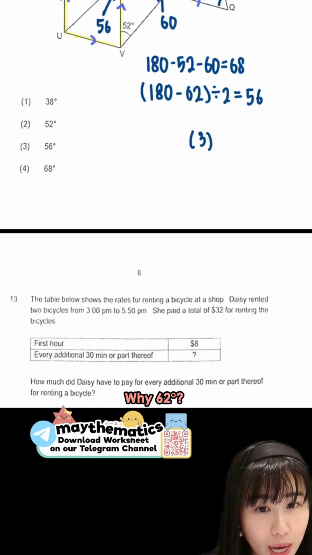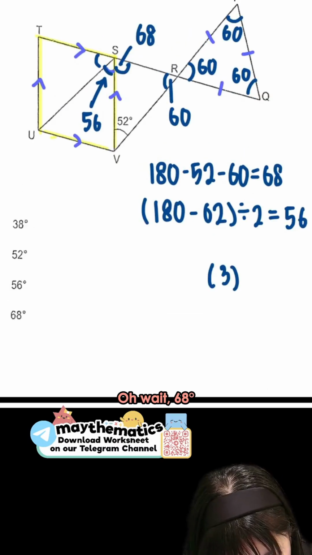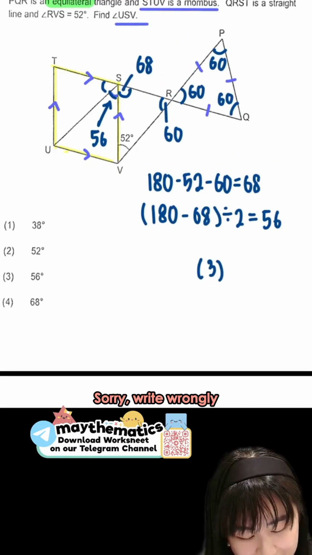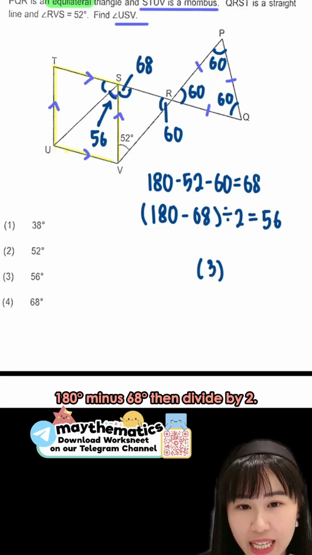Number 3. Why 62? Oh wait, 68. Yeah, sorry, I wrote it wrongly. 68. So 180 minus 68, then divide by 2.